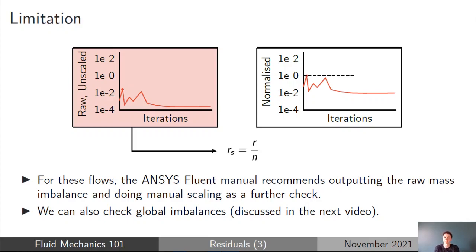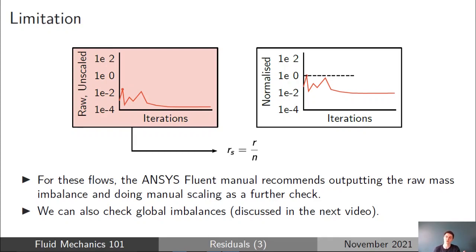And this is why if you look in some manuals like the ANSYS Fluent manual, for example, they recommend also plotting and looking at the raw unnormalized mass imbalance, because that will actually give you a better idea of what's truly happening to the mass imbalance.